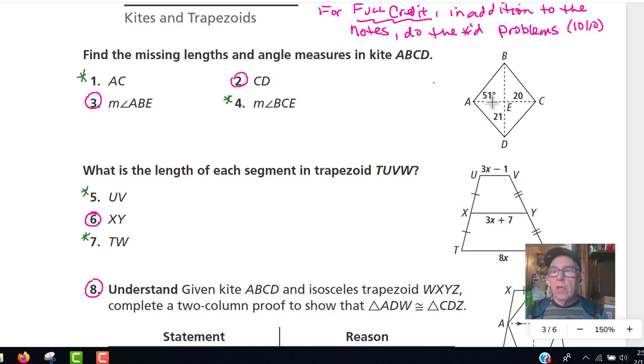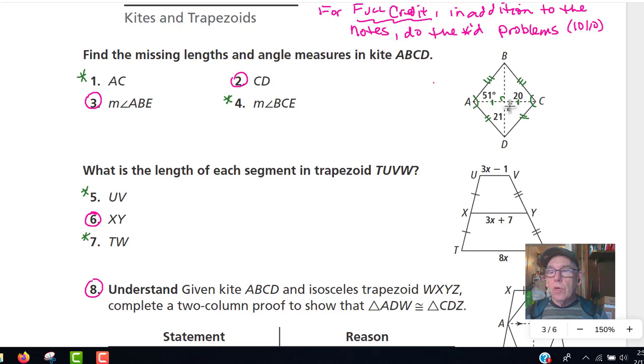So because it's a kite, I've got these properties. Consecutive pairs of sides are congruent, the diagonals intersect at a right angle, the big diagonal bisects the minor diagonal, and the non-vertex angles are congruent. So all that stuff is true about this figure because they're telling us that it's a kite. So they want us to find out what the length of CD is.